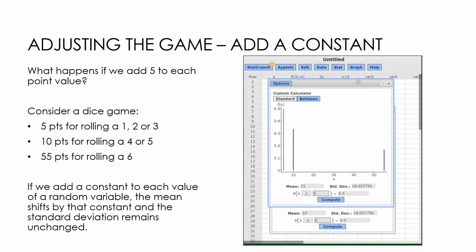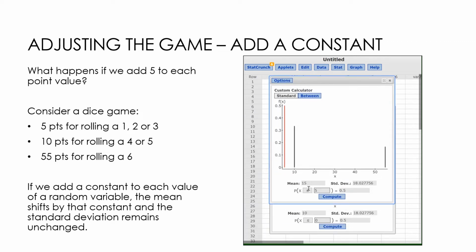And again, I am now comparing 15 to 10, so it looks like my mean increased by 5, but my standard deviation did not change. So the rule of thumb there is if I'm adding a constant or subtracting, the mean will shift by that constant, but the standard deviation will not change.